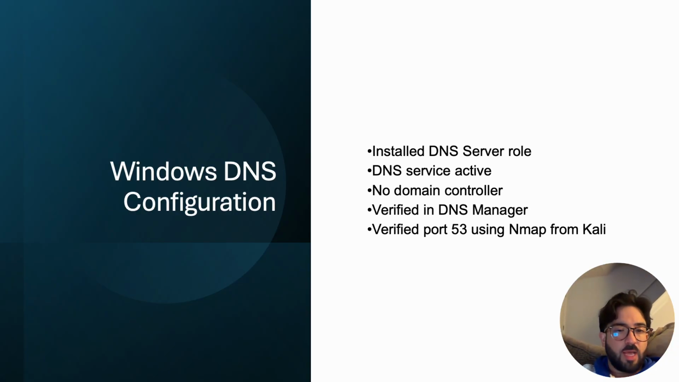For the Windows part of the lab, I installed the DNS Server role directly from Server Manager. This is the easiest and most common way to add DNS in a Windows environment. The important thing here is that I followed what the professor instructed and did not promote the server to a domain controller. The goal for this assignment was not to create a full DNS structure. The goal was only to install DNS and make sure that the service was running and listening on the correct port, which is port 53.